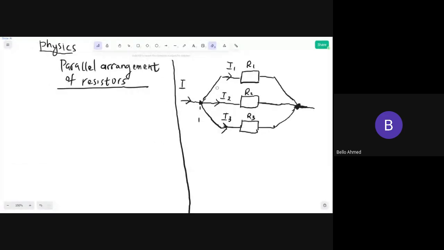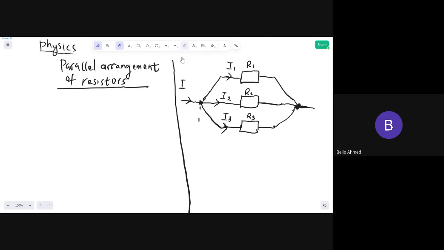Let us quickly look at the parallel arrangement of resistors. When resistors are arranged side by side like this, in such a way that the same end is connected to the same junction, it is called parallel arrangement of resistors. The resistors are said to be arranged in parallel.